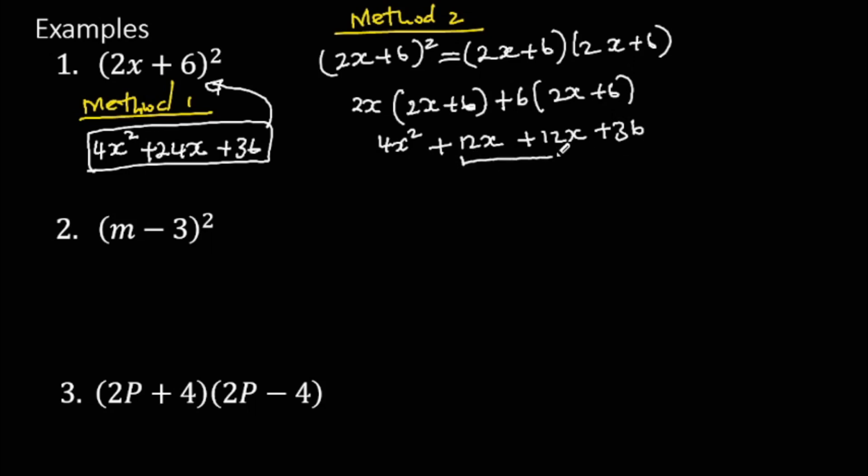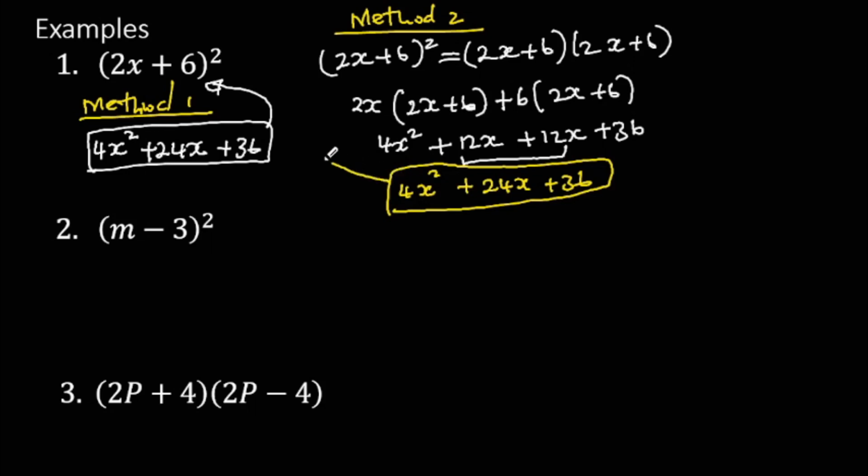When you put the like terms together, 12x plus 12x is going to give us 24x. And therefore, our final answer is going to be 4x squared plus 24x plus 36. And as you can see, this final answer here is exactly the same as what we got when we used the quadratic identity expansion technique.